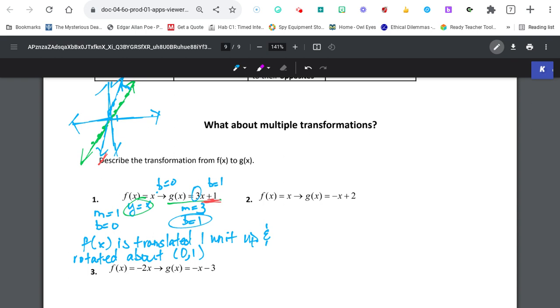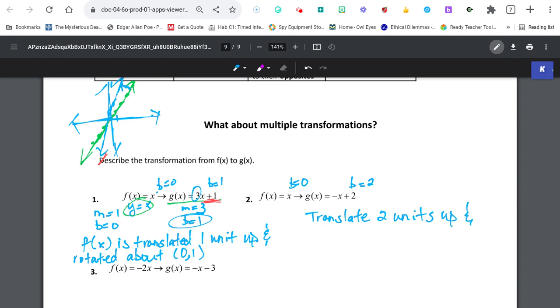All right, let's take a look at 2. Start off with the y-intercept. So I'm going from a y-intercept of 0 to a y-intercept of 2. So this thing is going to translate 2 units up, or slide 2 units up.